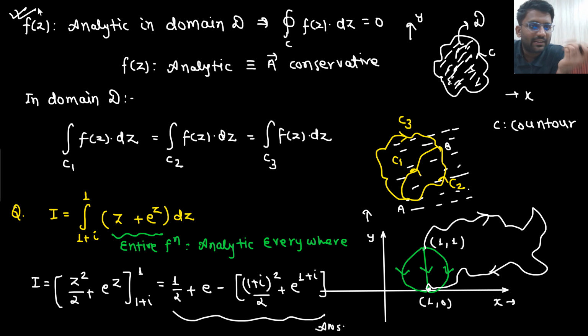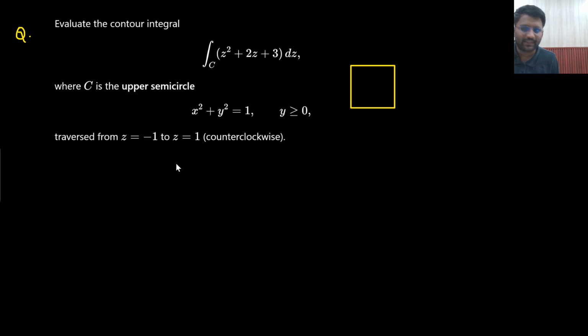Sir, what if it is not analytic? Then what will happen, that we will see. But as of now, what we are seeing is that it is analytic, and if it is analytic, there is no meaning of path, sir. Any path you use. So, sir, if this question is asking for the C2 path, I may use the C3 path as well. Whichever is easier for me, I will use that particular path. So let's get started. Let's see the next question.